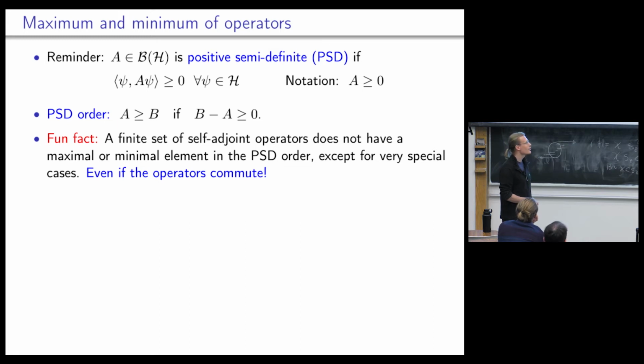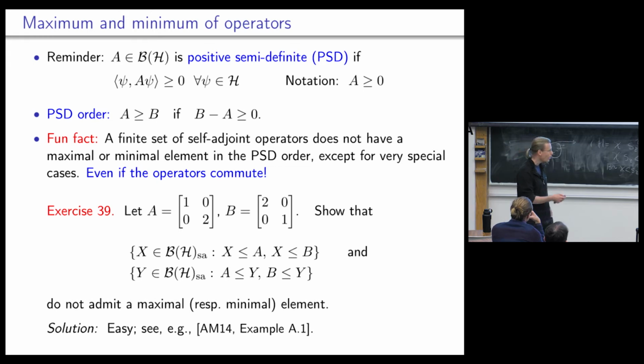Is there a contradiction? That before I said that for functions you always have a minimum and a maximum, and now I say that if you take diagonal operators, then you cannot find a minimum or a maximum. Well, it depends on how you define the set of upper bounds and lower bounds, right?